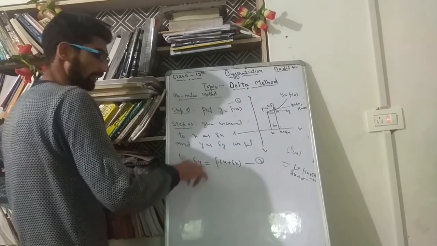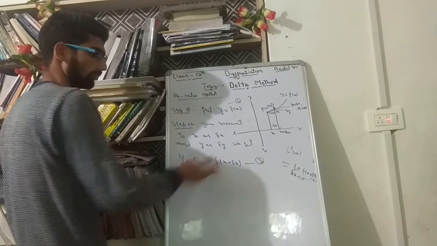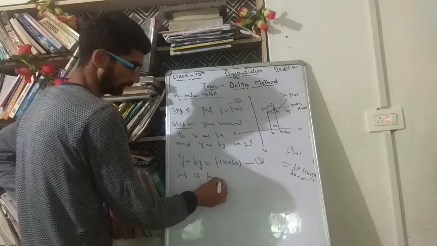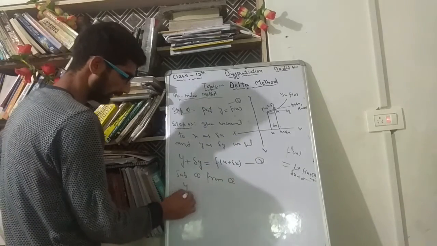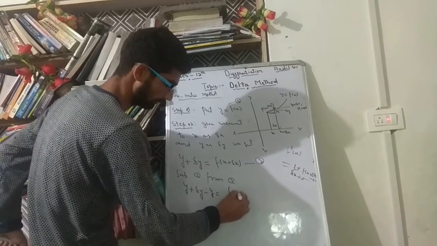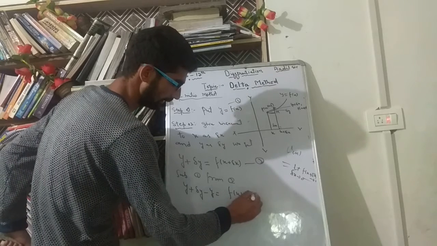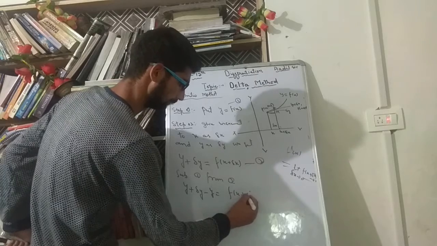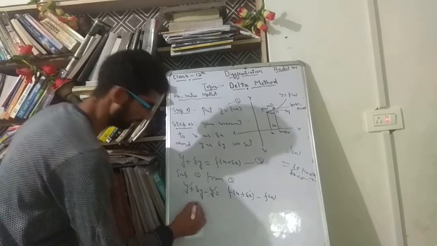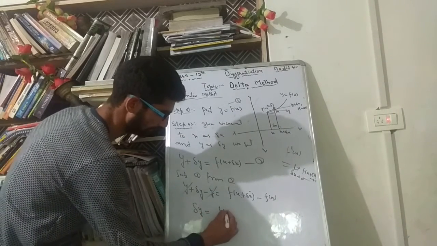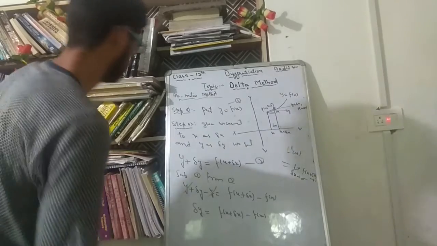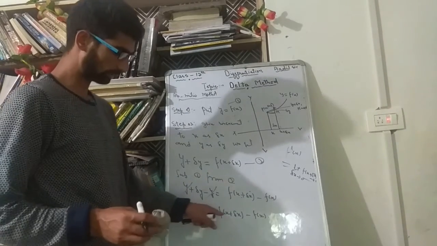So now we will subtract the first equation from the second. What do we get? We will get y plus del y minus y equals f of x plus del x, and then minus f of x. This y and y will get cancelled. We will get del y equals f of x plus del x minus f of x. So in step 3 we are getting del y equals f of x plus del x minus f of x.